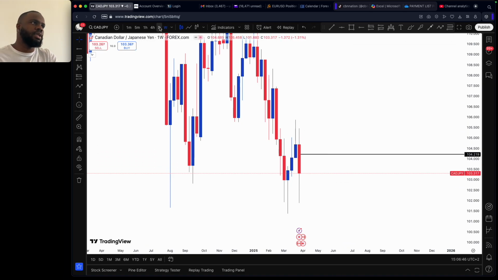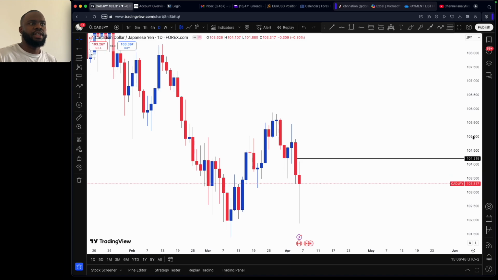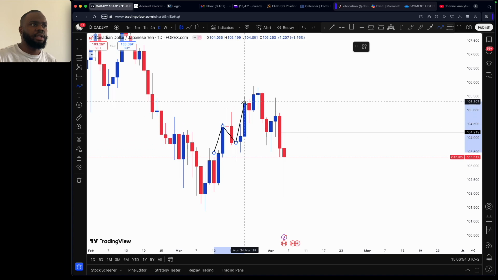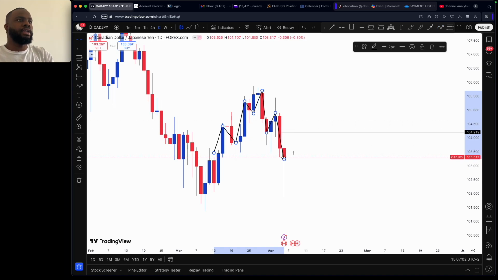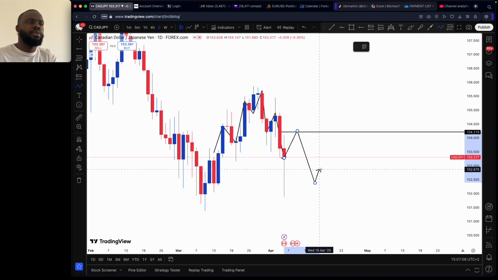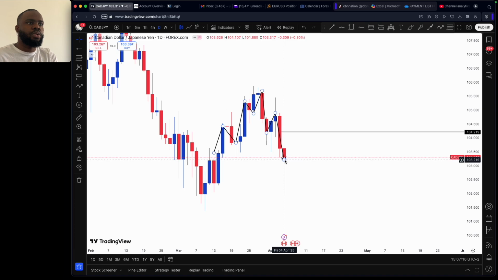So let's go to the daily. The daily is also bearish, because we were making higher highs, higher lows, higher highs, higher lows, higher high. Then we had a lower low, had a lower high, and we have a lower low. So what we're anticipating is a lower high, to have a new lower low. So that is for the daily.